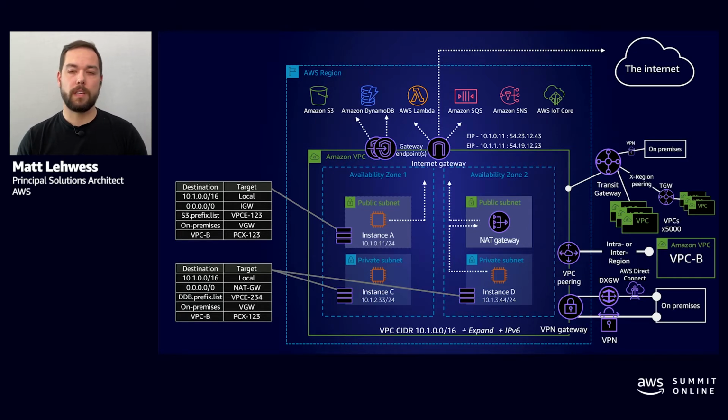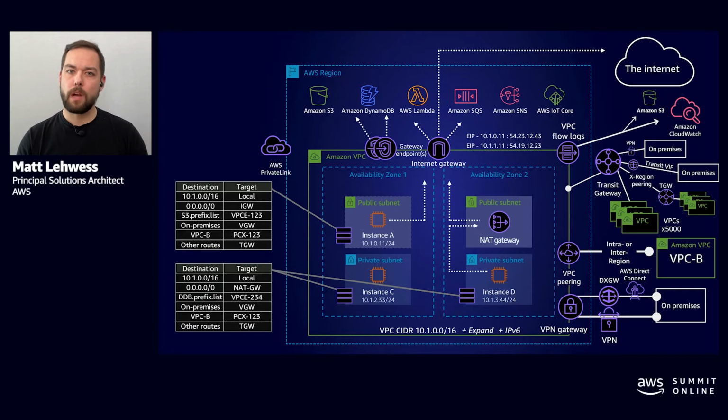We've also got things like a transit VIF that we'll talk about, VPN termination on a transit gateway, and VPC flow logs. And you'll notice on the left-hand side, we're building out our routing as we go along. And that's definitely important. When you add these new services, you need to build the route tables accordingly.